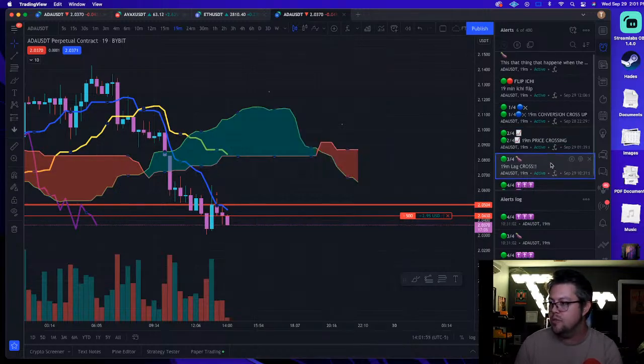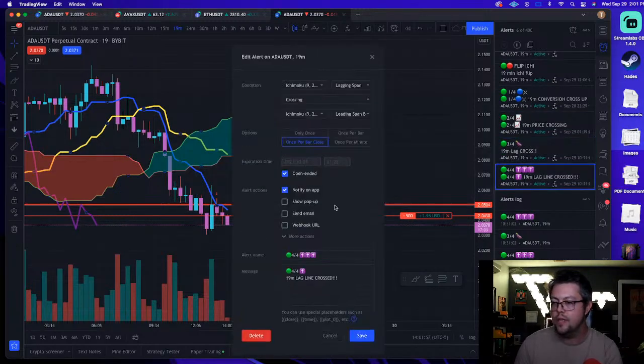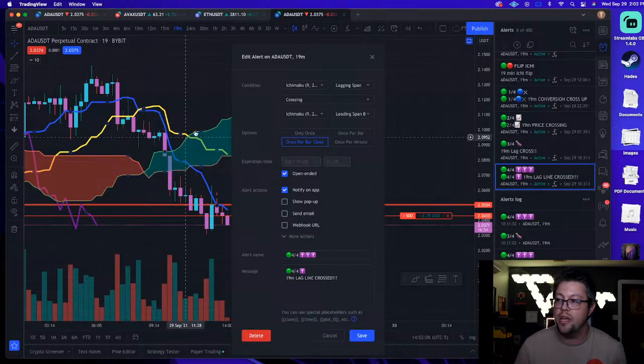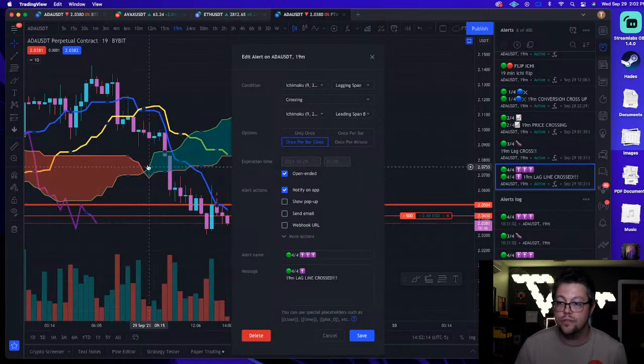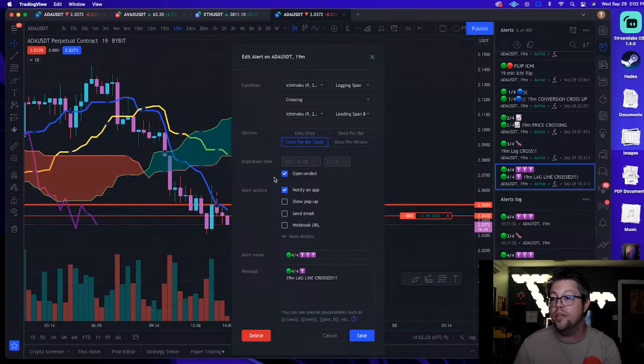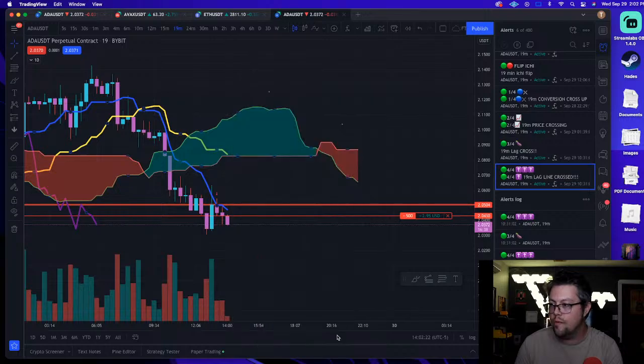And last but not least, we've got the lag line cross. This is the one where I have the Ichimoku lagging span. That's this, that's the lagging span A, which is, I believe, the top one, the green one, crossing the leading span B, which is this. That's what we want, right? That's where our red cloud turns into the green cloud. So pretty cool. That's all 4 of our indicators there.